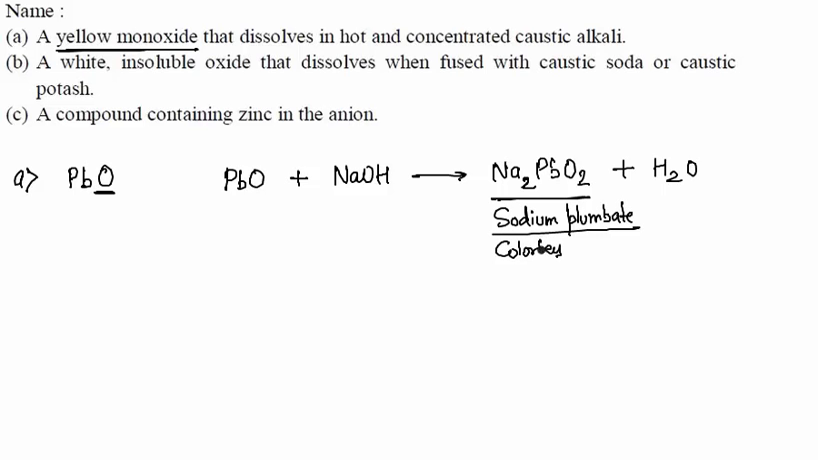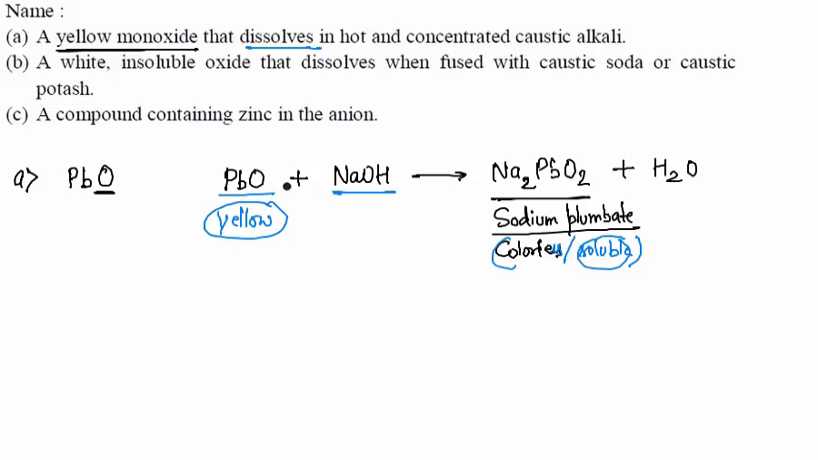Colorless and soluble. So that's why dissolve means it is soluble. When this PbO, your yellow monoxide, reacts with hot and concentrated caustic alkali, it forms sodium plumbate, which is colorless and soluble.